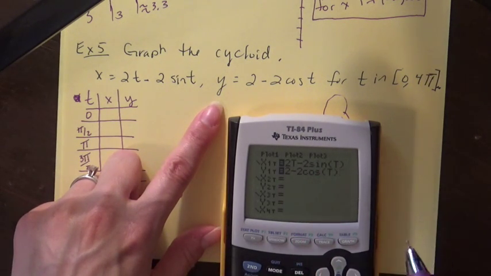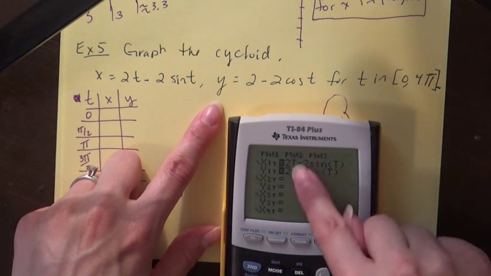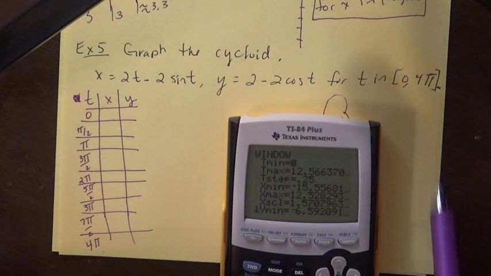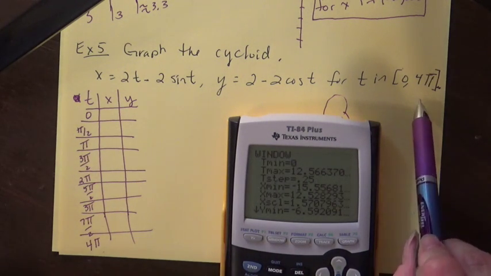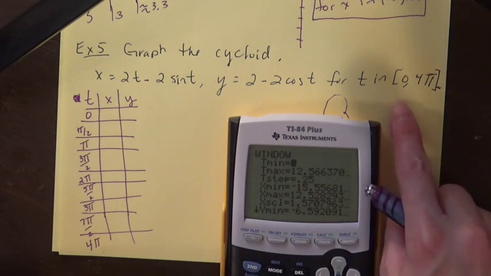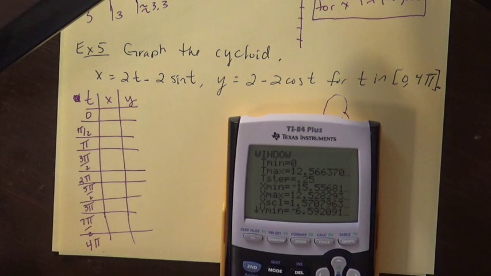Okay. Next thing I have to do, so I've got it all typed in now, I next have to go to my window. The interval that I'm given for t, I'm going to be putting in for t min and t max. So my t min is going to be 0. My t max is going to be 4 pi, and you can just say 4 second pi. That's all you need to do. And you'll notice when I moved away from it, it converted it back to a decimal.